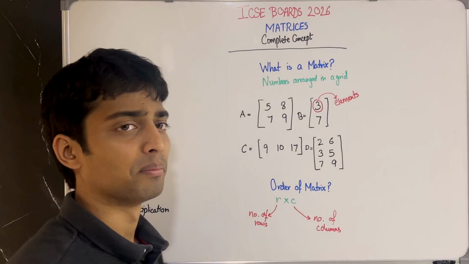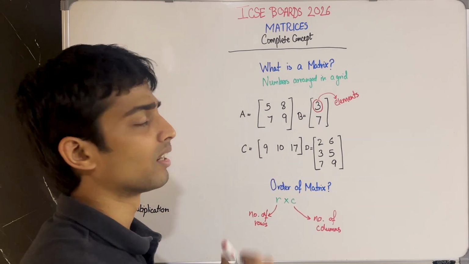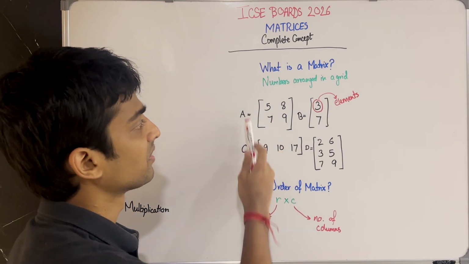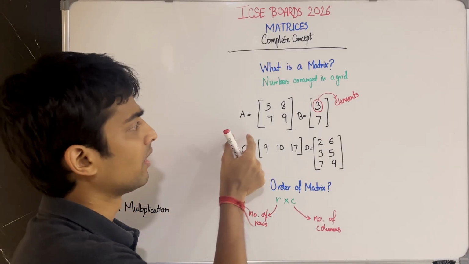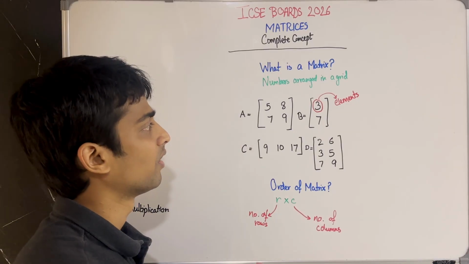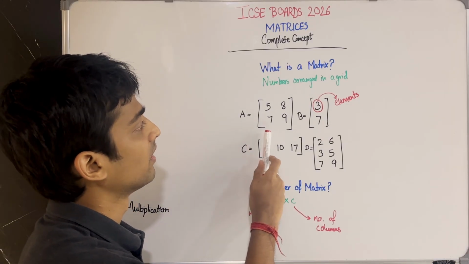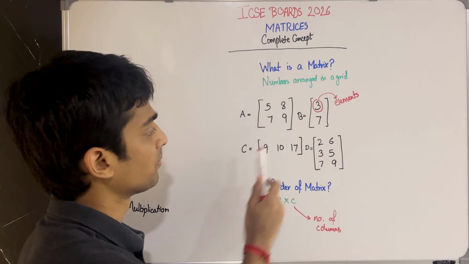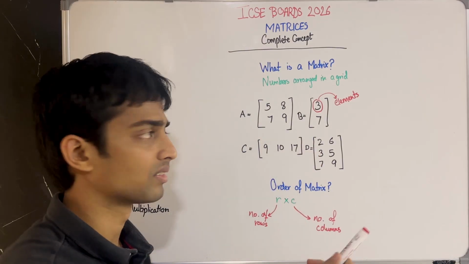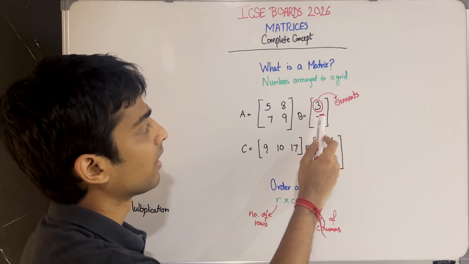What is a matrix? Matrix is nothing but numbers arranged in a grid. So this is a grid, there are some rows and some columns, and we represent it with a capital letter. So here are 4 examples of matrices. Matrix A is this, matrix B is this, matrix C is this, matrix D is this, and the numbers inside them are called elements.